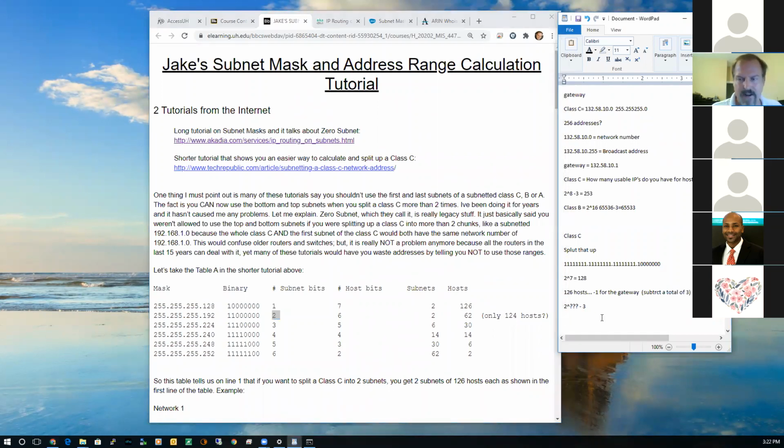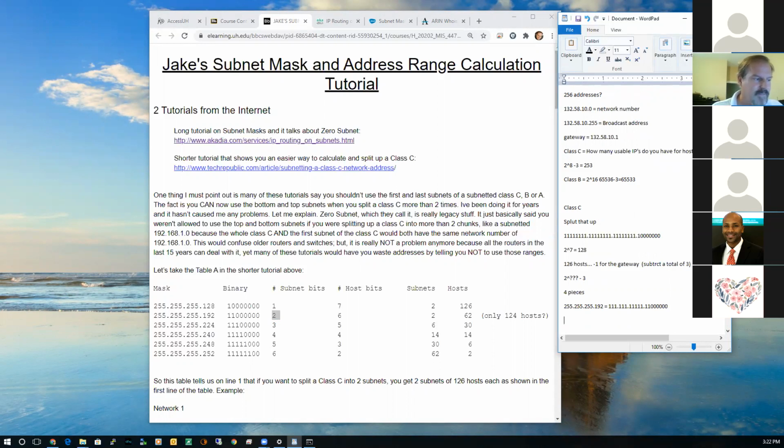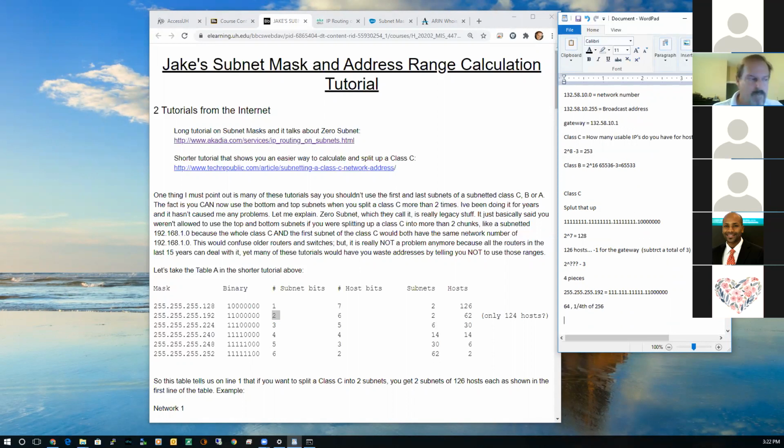So if I decided I'm going to split up the class C that I've been given into 4 pieces, my net mask is 255.255.255.192, which equals a bunch of 1s. I'm not going to write all the 1s again. Dot 1 1 0 0 0 0 0 0. Each subnet, because I have to lose 3 addresses in every subnet, normally would have been 64 because that's 1/4 of 256. But I have to subtract 3 for each subnet because each subnet has its own network number, its own broadcast address, and its own router or gateway.